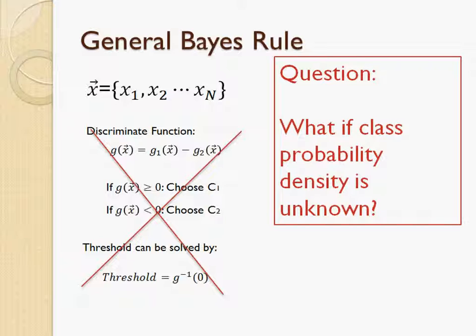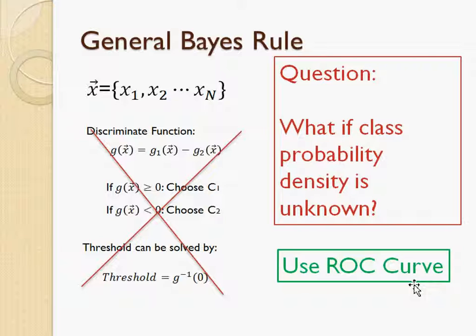But here's the question. In practice, we don't know the class probability density. If we use Bayes rule, we have to find a way to estimate the density from the training data and calculate the threshold. We may ask the question again: is there any way to find out the threshold from training data without estimating the density? Actually, the ROC curve came to rescue the world.